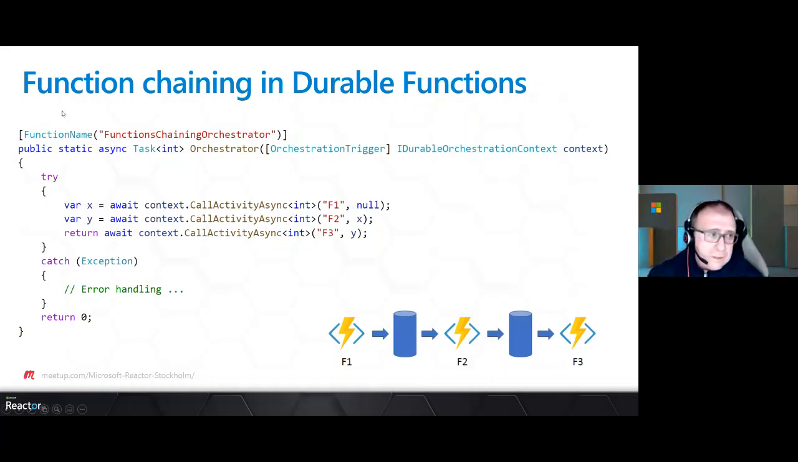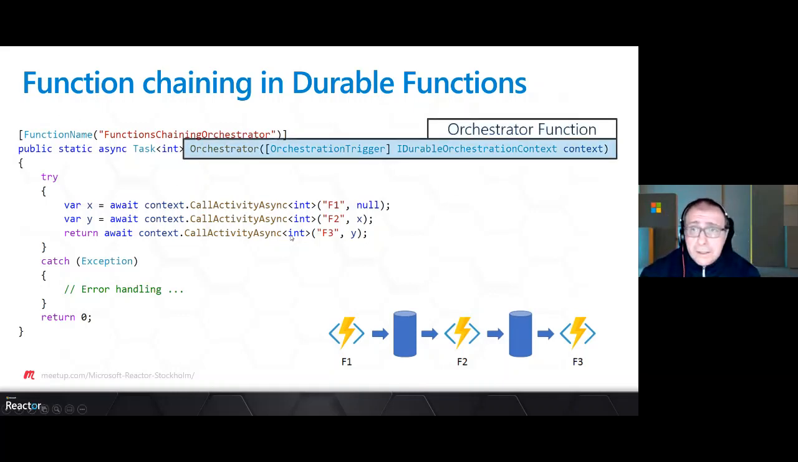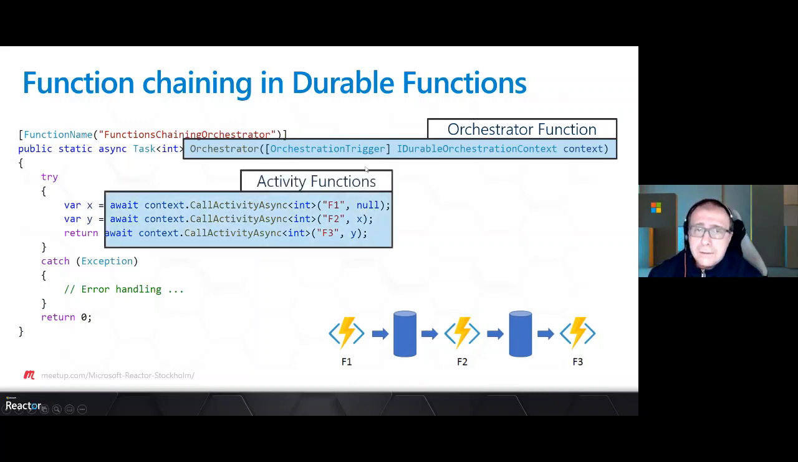Remember this part. This is the definition of orchestrator functions. You can use the orchestration trigger to say, hey runtime, this is an orchestrator, so a client can call this one to start an orchestration, and F1, F2, F3 are activity functions. I will show you in the demo, because in the demo I completely implement this scenario.